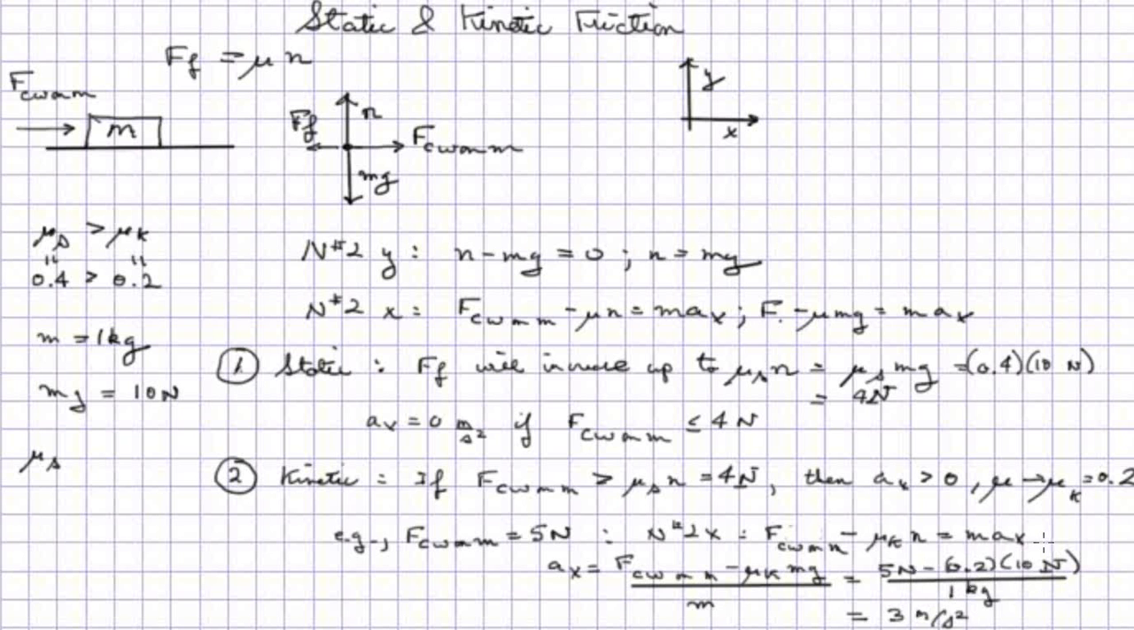The critical points in this explanation are that friction is always proportional to the normal force. The proportionality constant is the coefficient of friction. The coefficient of static friction is always bigger than the coefficient of kinetic friction, and static friction increases up to a maximum given by mu sub s times N. Up to that point, the object does not move. Beyond that point, it starts moving, and then kinetic friction kicks in.